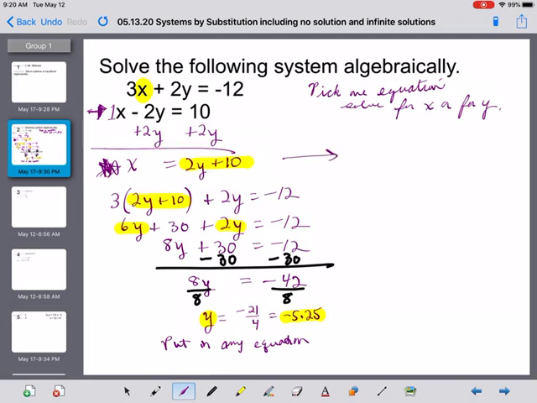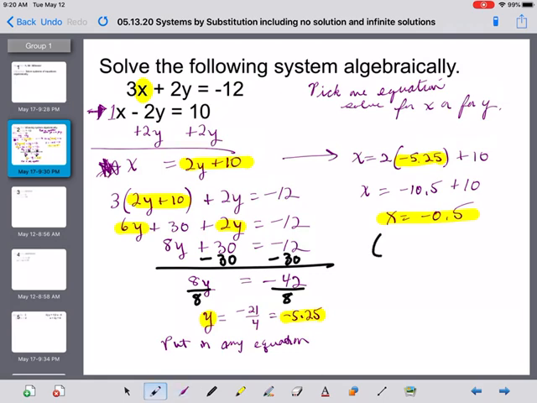So you come over here. So we'll say x equals 2 times the negative 5.25 plus 10. See, we just replaced y with negative 5.25. So now you get negative 10.5 plus 10 equals negative 0.5. So now there's your ordered pair. Let's write the ordered pair. So you get negative half, comma, negative 5.25.